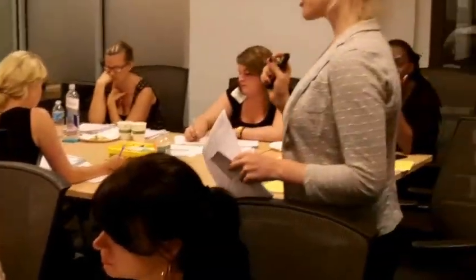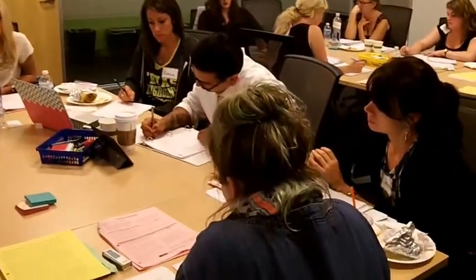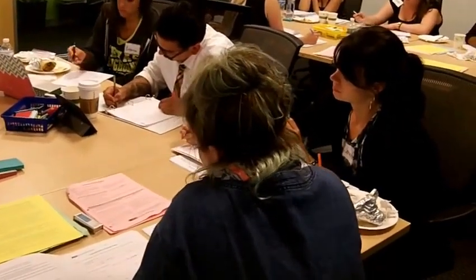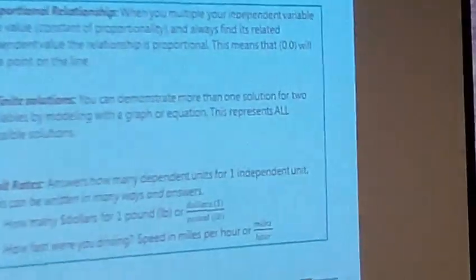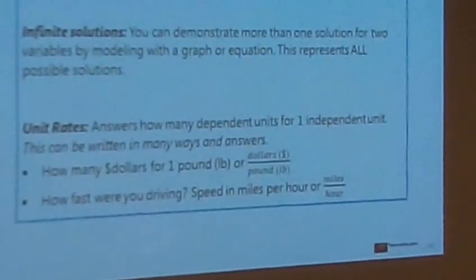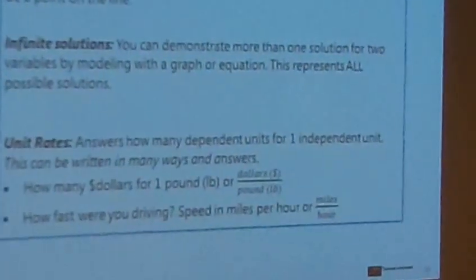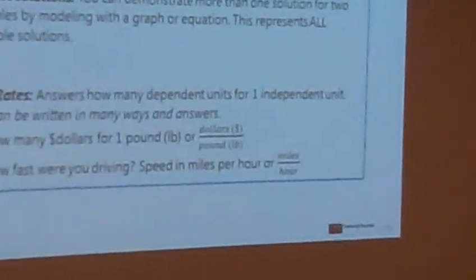If you will be the reader starting at infinite solutions, please. Megan: You can demonstrate more than one solution for 2 variables by modeling with a graph or equation. This represents all possible solutions. So underlining graph or equation and all possible solutions. So Roberto hinted at that before with our graph representing an infinite number of solutions.